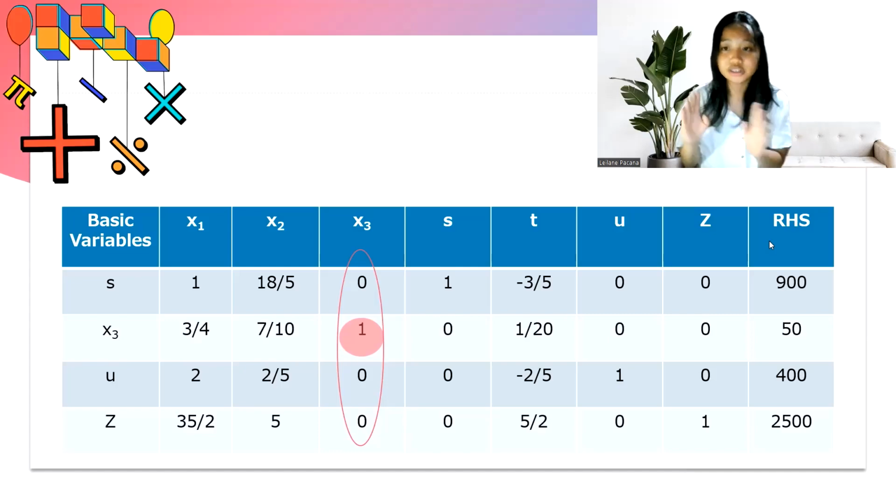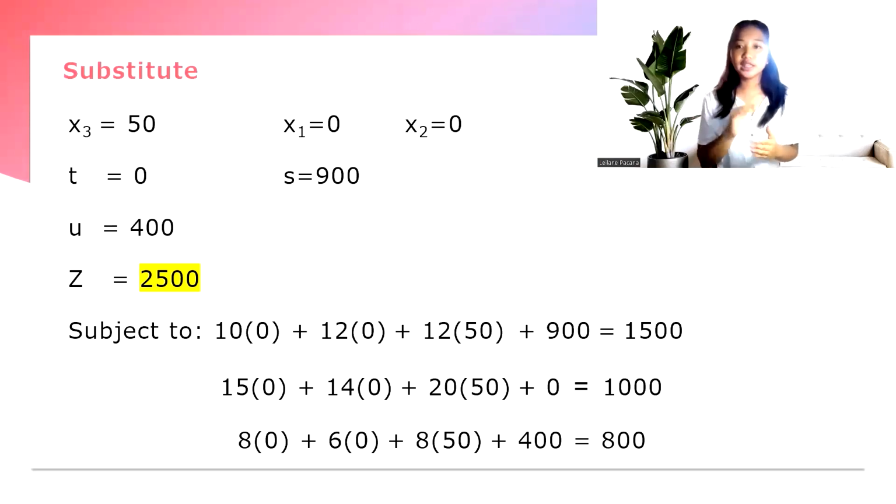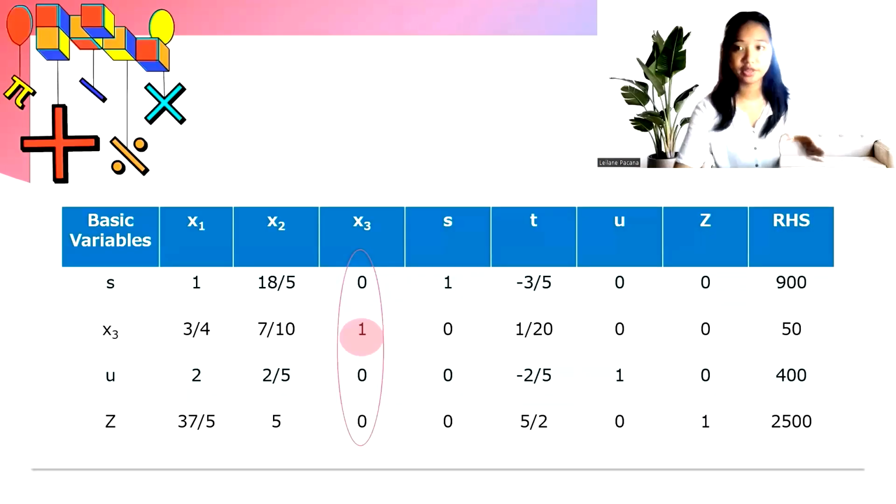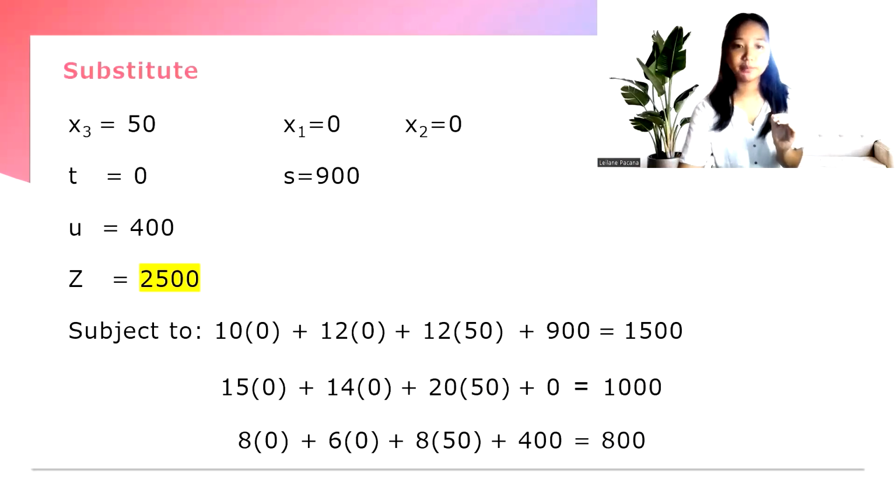Looking at our basic variables in our right hand side, S is equal to 900, our X sub 3 is equal to 50, our U is equal to 400, and our Z here is equal to 2,500. Now our X sub 3 is 50, our T, or the second slack variable, is 0, because of course we don't have T here in our basic variables. We have U, the third slack variable, as 400. And our Z is 2,500. Our X sub 1, we don't have X sub 1 here, so that's 0. Our S is 900. And our X sub 2 is, of course, 0 as well.